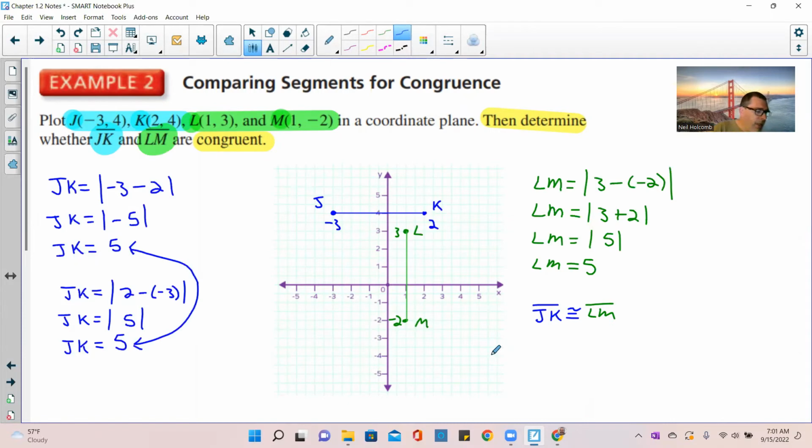are congruent. Now, when you don't use the segment line over the top of the letters and you're using the two, that just simply means the length of. As soon as you put that over there, you're saying segment JK. Here we're saying the length of LM, the length of JK, because there is no line over top telling us that it's a segment. So when you don't use that line over top, you say the length of JK equals. Here we're saying segment JK is congruent to segment LM.